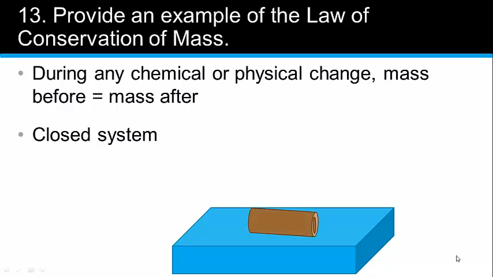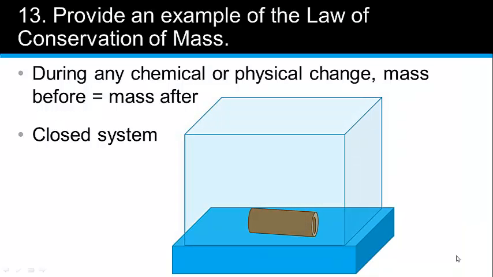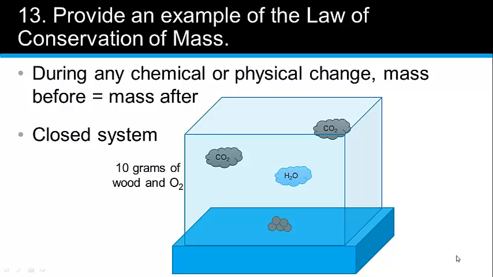So let me show you an example. I have a piece of wood, and I'm going to put it into a closed container. So now this is a closed system. Nothing can get in or out. And inside of this is 10 grams of wood and oxygen. If I completely burn all of the wood, what I'm going to be left with is ash, water vapor, and carbon dioxide. The mass of what I started with was 10 grams. The mass of what I end with will be 10 grams.